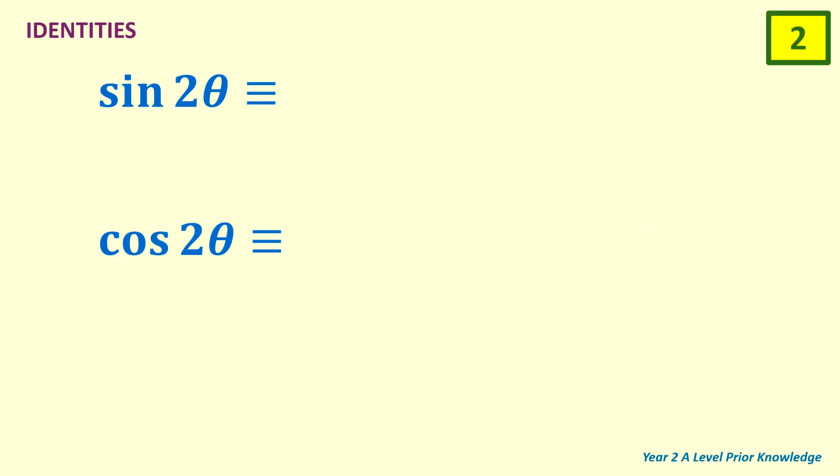Moving on, we need to be aware of identities for sine 2 theta and cos 2 theta. Now for sine 2 theta, it's basically 2 sine theta cos theta. There's only one version of that. For cos 2 theta, there are 3 ways of writing it. And for our calculus, we need to use the ones which are exclusively in cos squared and sine squared. So one of those, the one in terms of cos squared, is 2 cos squared theta minus 1. And the one in terms of sine squared is 1 minus 2 sine squared theta. And again, you should be aware of these identities already from the A-level trigonometry.